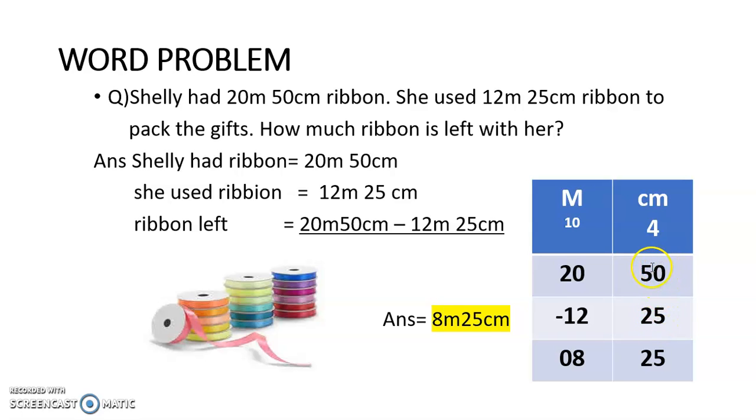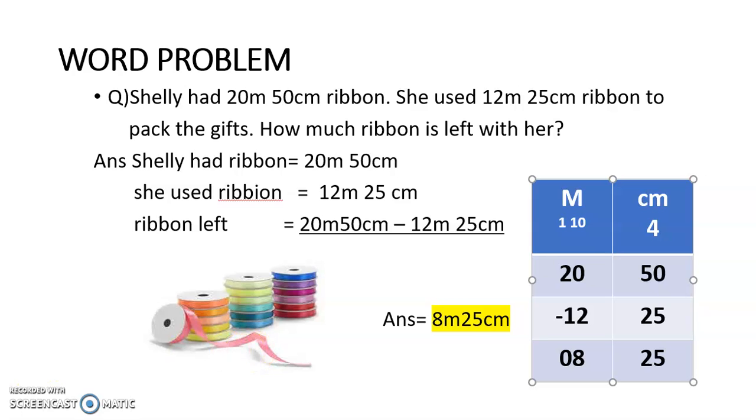So again we have to borrow from here. It becomes 4. This becomes 10. Minus 5 is 5. 4 minus 2 is 2. Now here again we have to borrow. 2 becomes 1 and 0 becomes 10. So 10 minus 2, 8. 1 minus 1, 0. So the final answer here is 8 meter, 25 centimeter ribbon is left with Shelley.